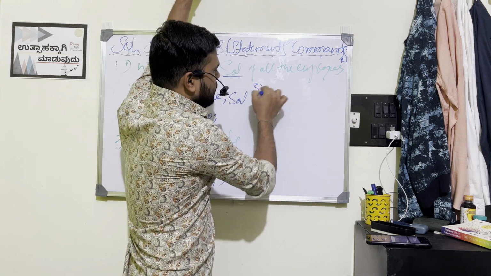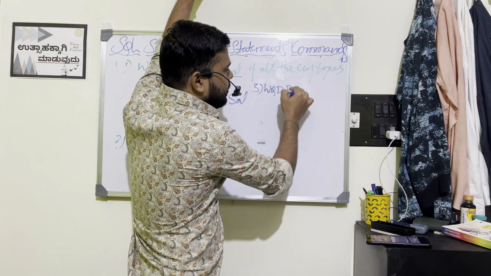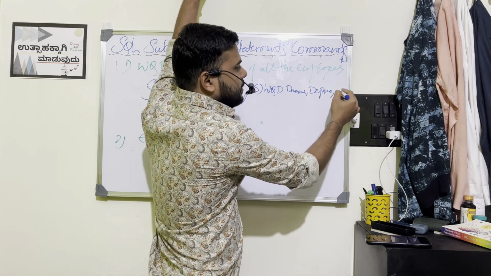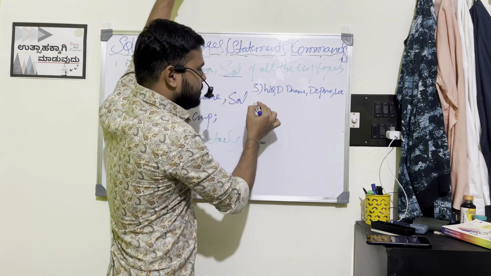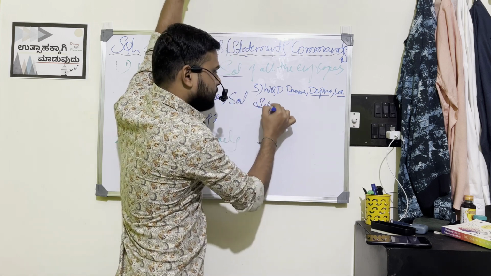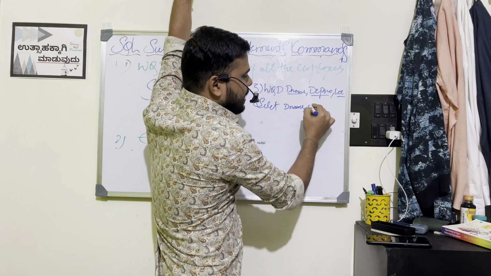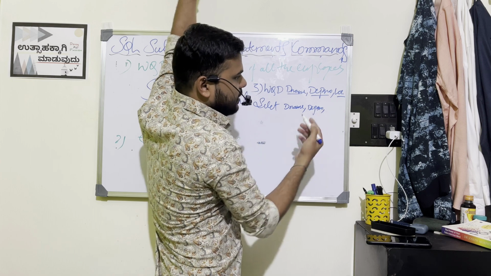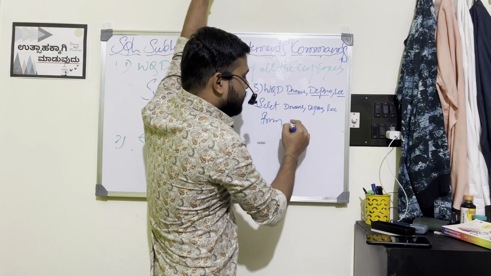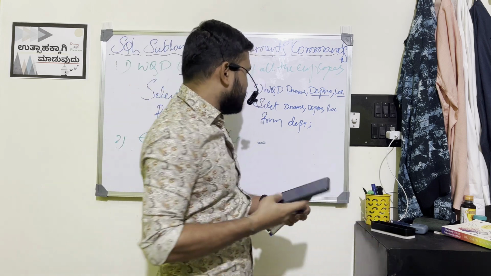Another query I will solve from the department table. Write a query to display department name, department number, and location. I will write select dname, which refers to department name, DEPTNO, department number, and location LOC, from the department table, DEPT, terminating with a semicolon. I will execute this query.